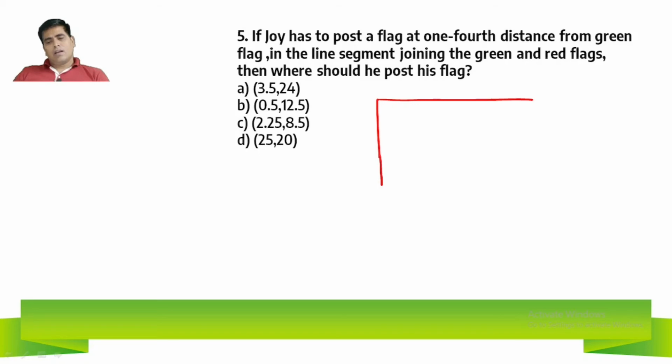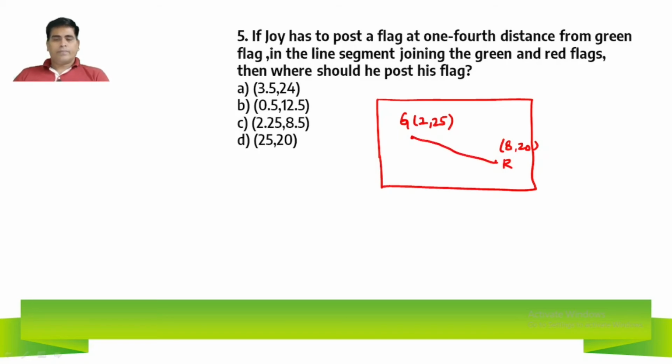It is a rectangular ground. In this rectangular ground, roughly we are taking the positions. This is the position of the green and this is the position of the red. So this is second lane with the 25 meters and this is eighth line with the 20 meters. So these are the positions of green and red flags. Now I'm joining the line segment.